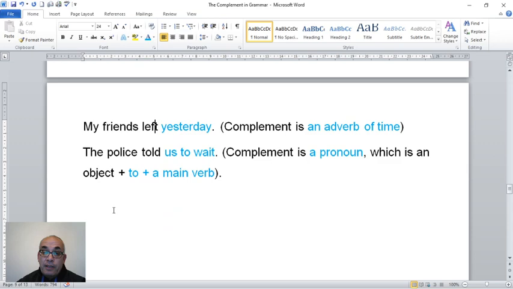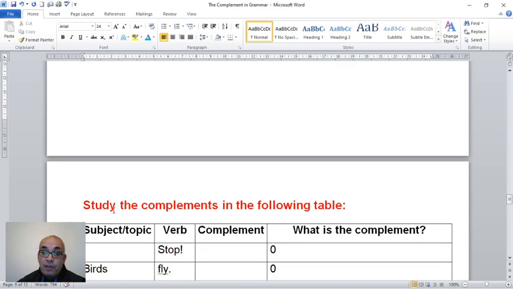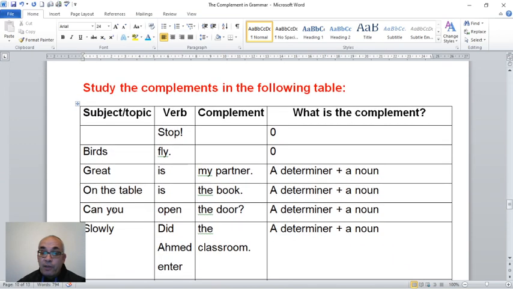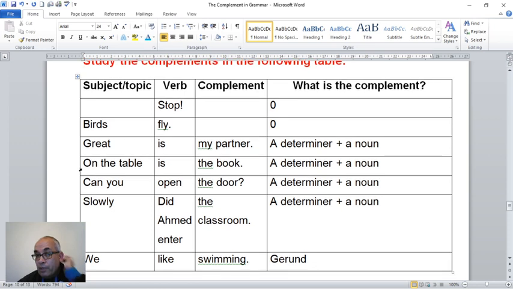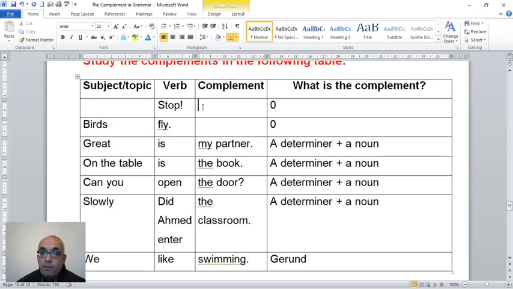So this is now the tricky question, and about at this table. So stop. What is the complement here? 0. Nothing. Birds fly. What's the complement? Is 0. Great is my partner. What is the complement? This is the complement. A determiner and a noun. Again, a determiner. My is a determiner because it comes before a noun. Anything before a noun is a determiner.